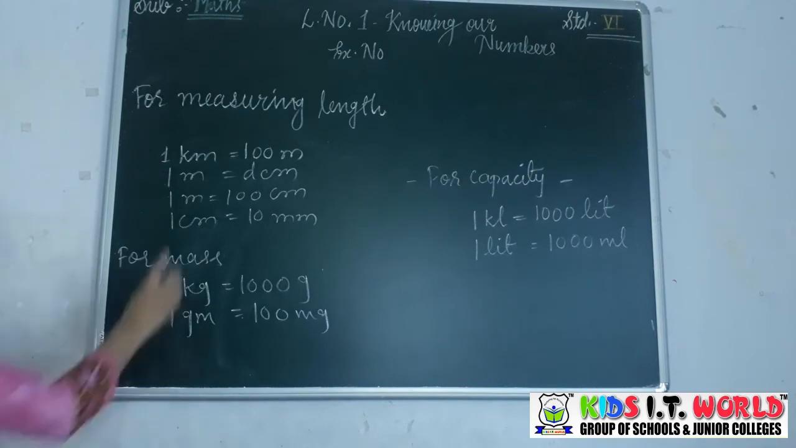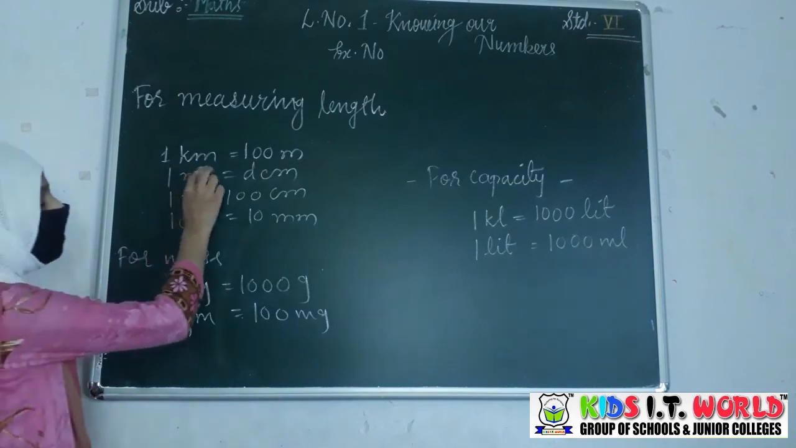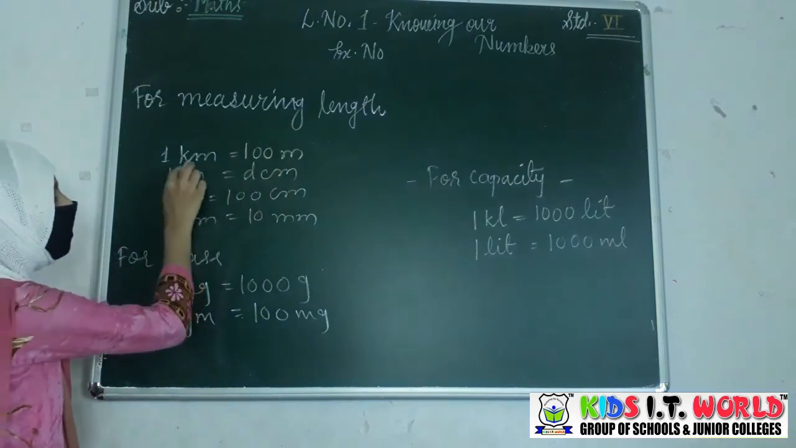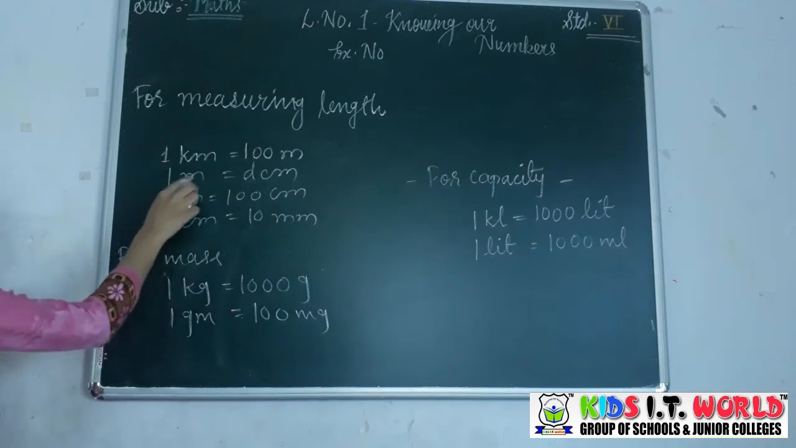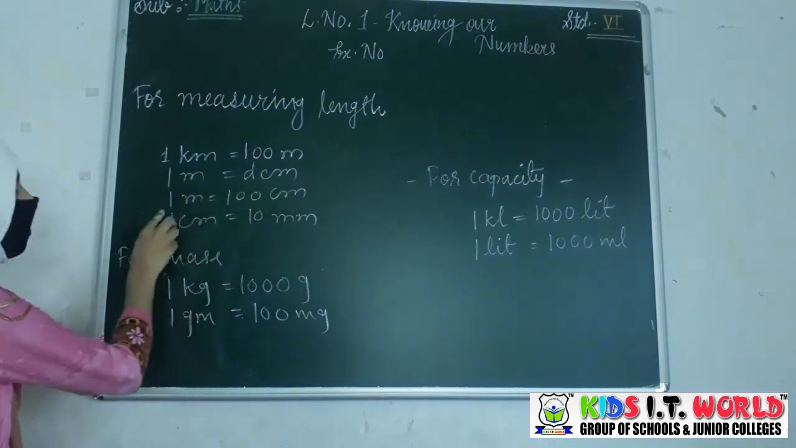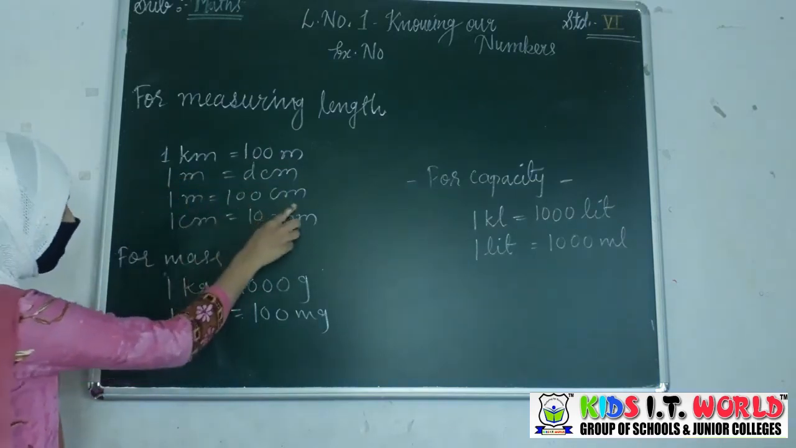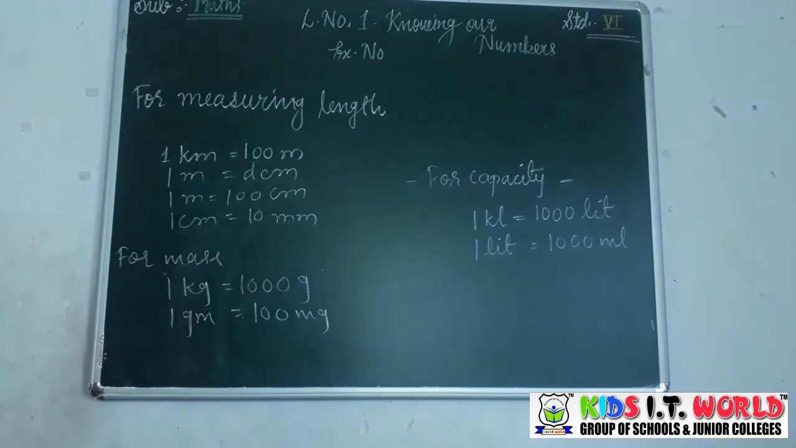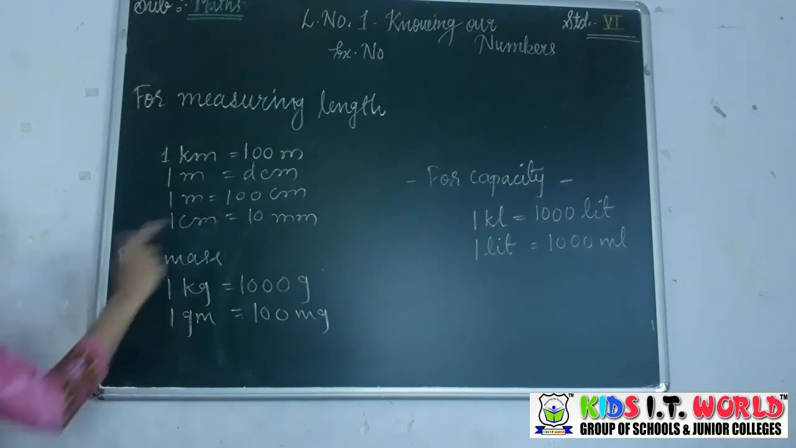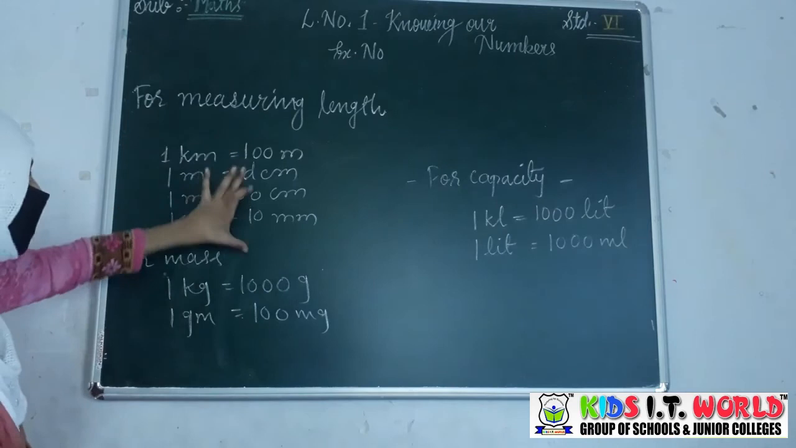So here the value of 1 kilometer we use to measure the length. The value of 1 kilometer is equal to 1000 meter. 1 meter is equal to 10 decimeter. 1 meter is equal to 100 centimeter, and 1 centimeter is equal to 10 millimeter. Using these values, you have to do the next exercise. So for that, students, you have to remember these units with the proper values.